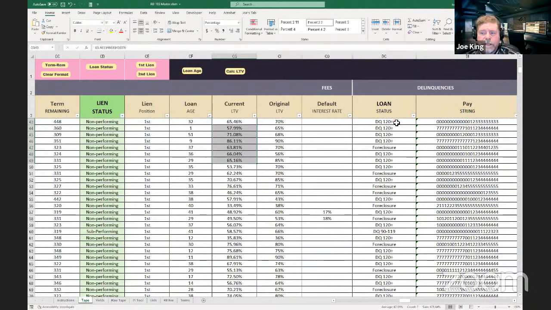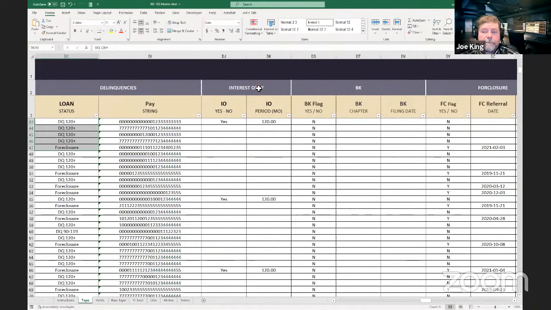A lot of times we'll get the loan status from the seller. A lot of times we won't. I mean, it's probably a 50-50, but if we do get it, it's always valuable information because it usually tells you whether or not the borrower's in foreclosure, what phase of delinquency they're in, and how you might be able to deal with them accordingly.